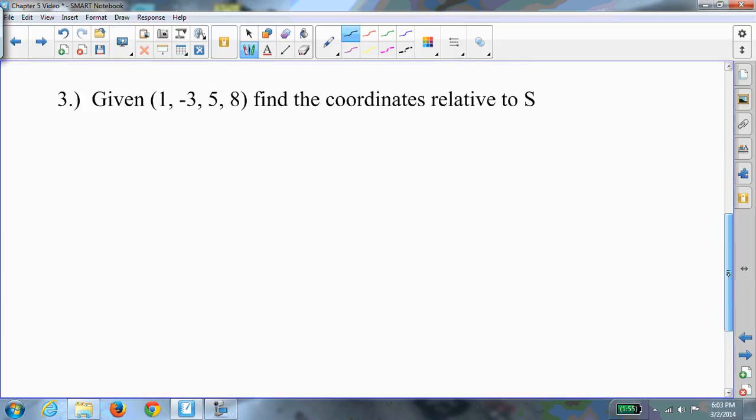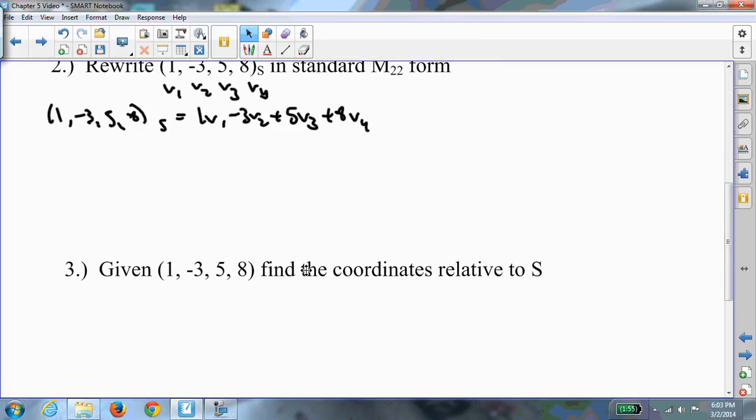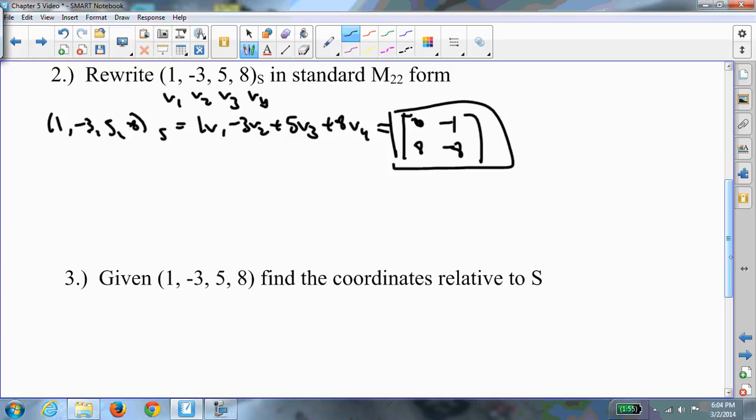So if I use all the matrices that I have defined above and add 1 of V1 minus 3 of V2 plus 5 of V3 plus 8 of V4, I get the matrix 0, negative 1, 8, and negative 8. So that is what it should have been if I was in my normal standard matrix form of 1, 0, 0, 0, 0, 1, 0, 0, 0, 0, 1, 0, and 0, 0, 0, 1. Now let's go in the reverse.